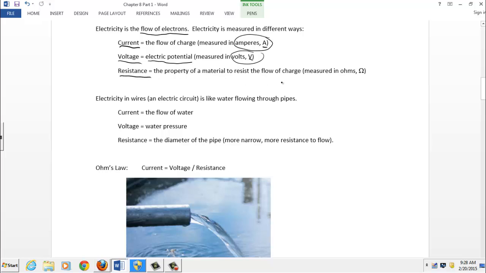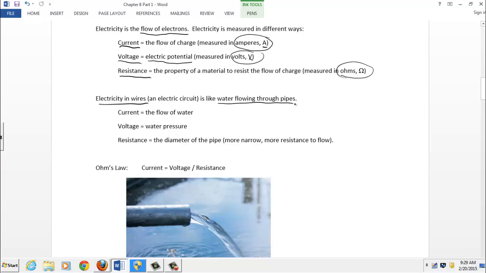And that resistance is measured in ohms. And it's got the Greek letter omega to symbolize ohms. And those are the three key properties when we talk about electricity. Your book kind of compares electricity and wires to that of water flowing through pipes.